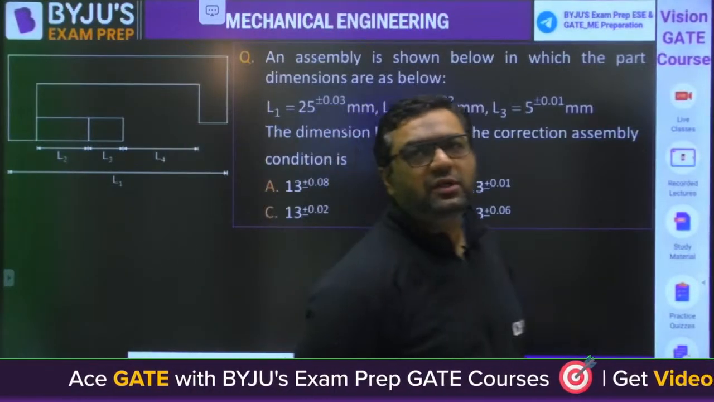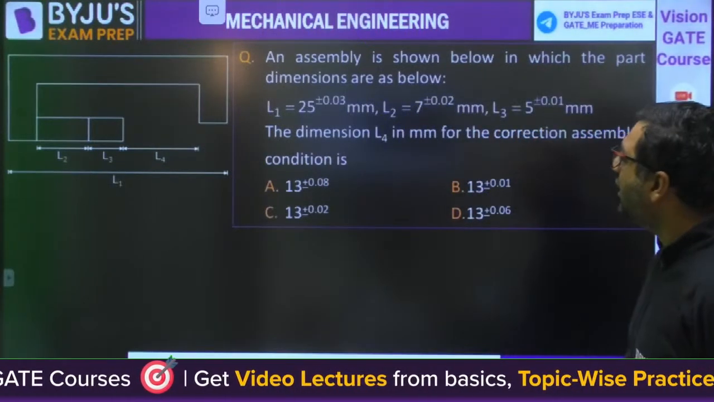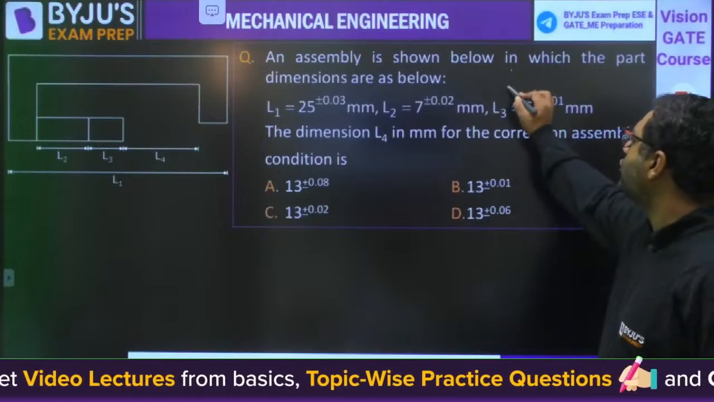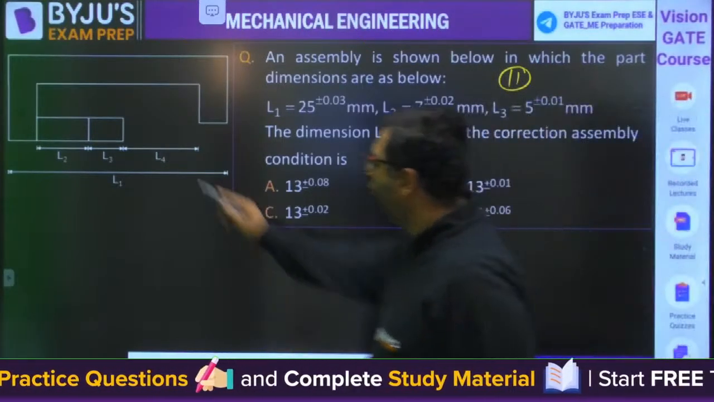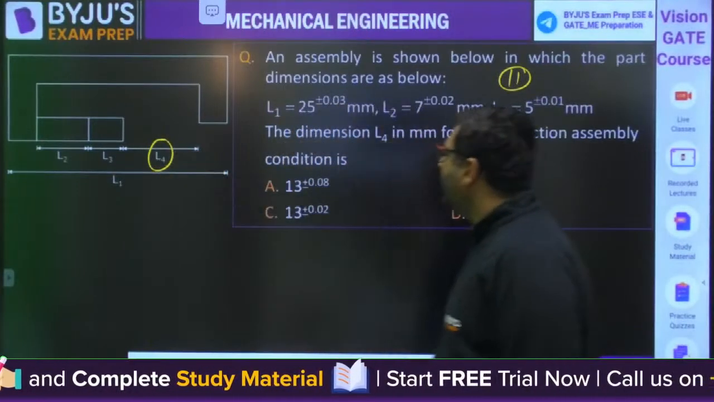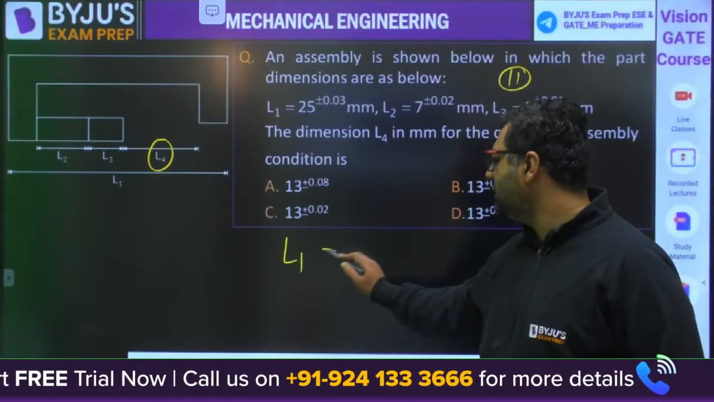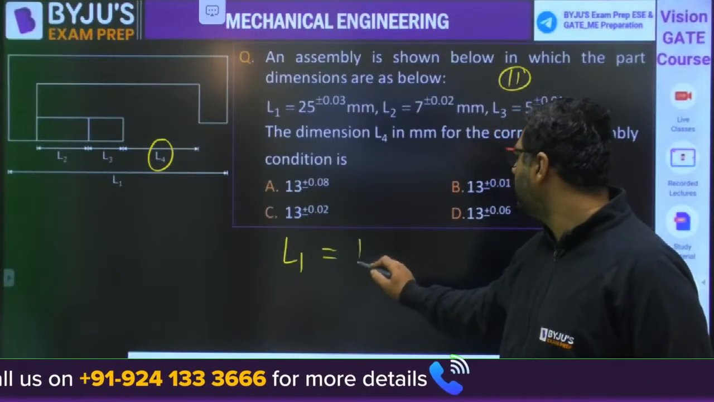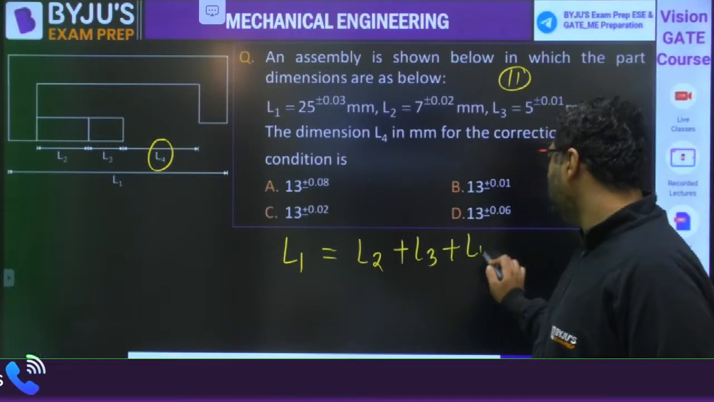Very good, Abhishek Sahu. So this is the next question, guys, question number 11 from metrology. This is from tolerance stack. They are asking you the value of L4. So you can write L1 is equal to L2 plus L3 plus L4.